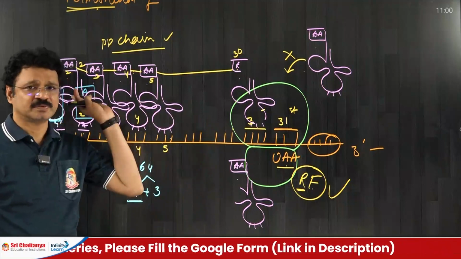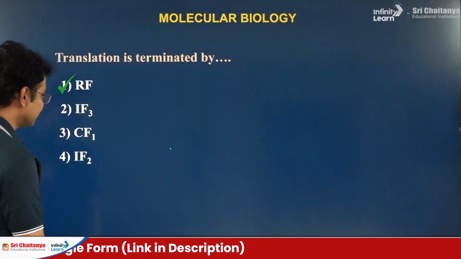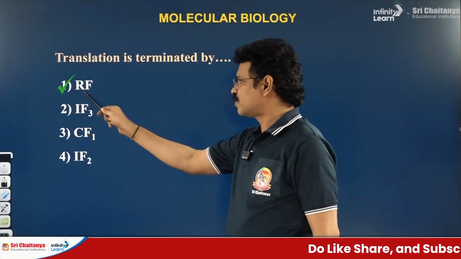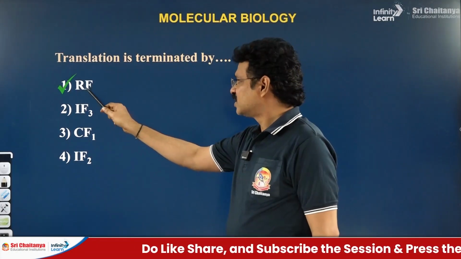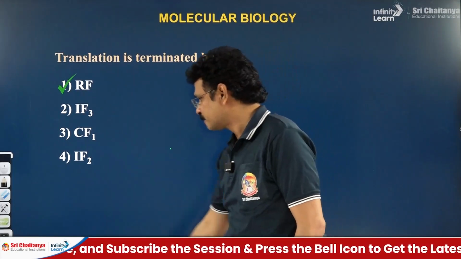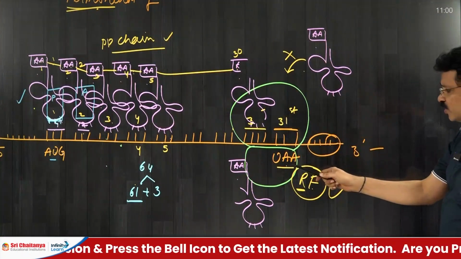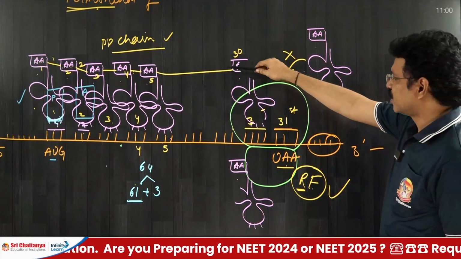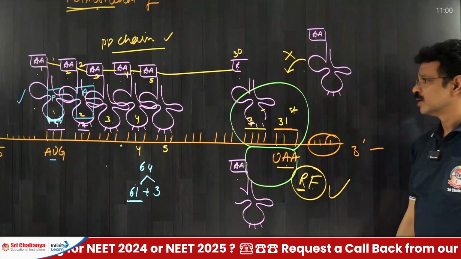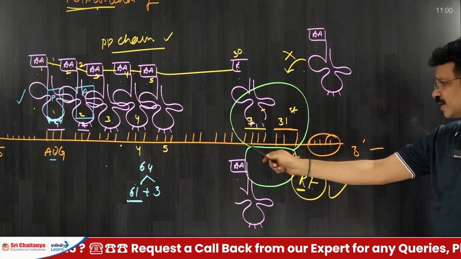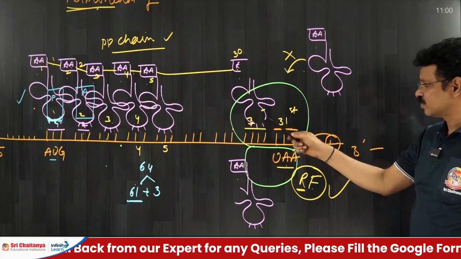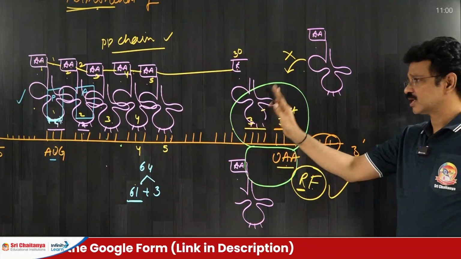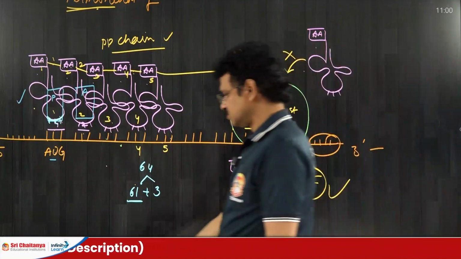That is the last step. Based on that, we can make one question here. Read that question. Translation is terminated by RF factors. What is the full form of RF? Releasing factors. What is the time for activation of the RF factor? When that complex reaches UAA, at that time the RF factor is activated to release the polypeptide chain from this complex. The tRNA molecules also separate out, the mRNA separates out, and both subunits of the ribosome are also dismantled. So it is the meaning of ending of translation, or the completion of the process of translation. Thank you, students.